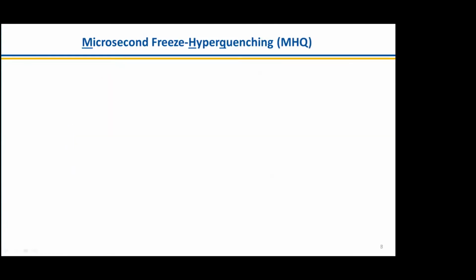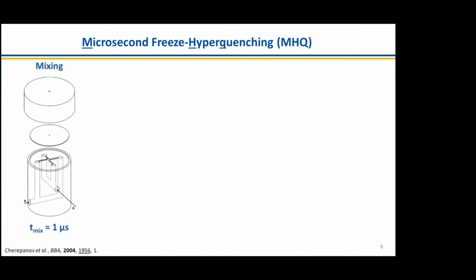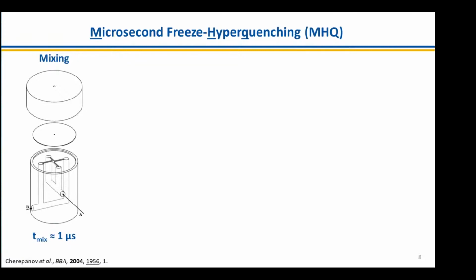So this is our setup. Let us now look at how we can set the aging time, meaning the reaction time of the protein and the ligand. So the first part of the entire aging time is the mixing time. This is what you see here.